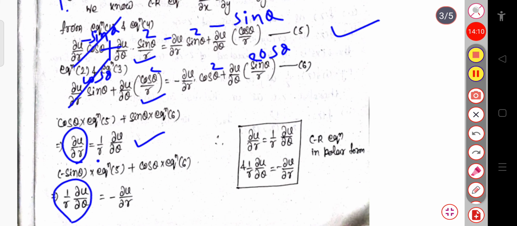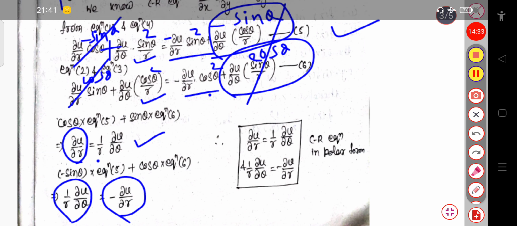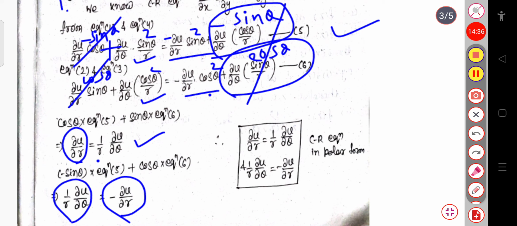In the right hand side now, taking minus ∂v/∂r common, this will be sin²θ + cos²θ, that is 1. So here minus ∂v/∂r remains, and the last term is minus ∂v/∂θ sinθ cosθ by r, and here plus ∂v/∂θ sinθ cosθ by r. These two terms get cancelled because one is positive and one is negative. These are the two conditions which are known as the Cauchy-Riemann conditions in the polar form, that is ∂u/∂r equals 1 by r ∂v/∂θ, and 1 by r ∂u/∂θ equals minus ∂v/∂r.